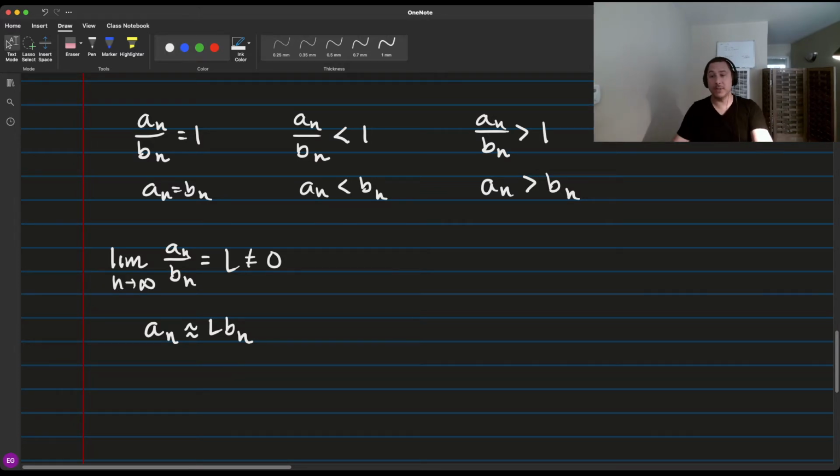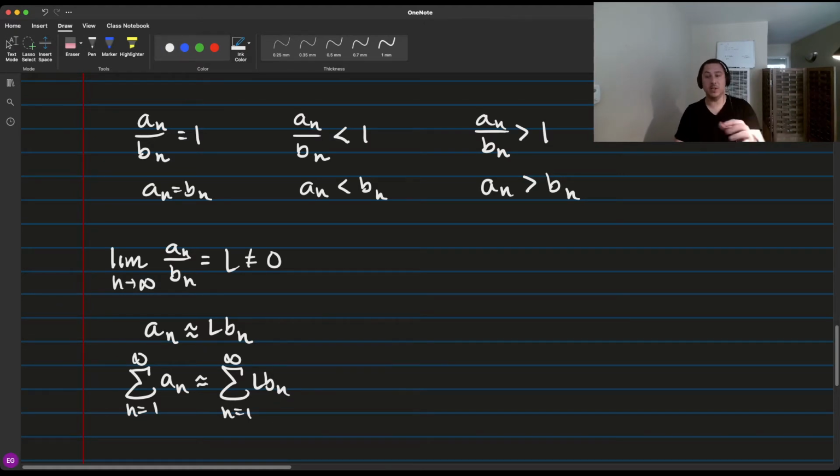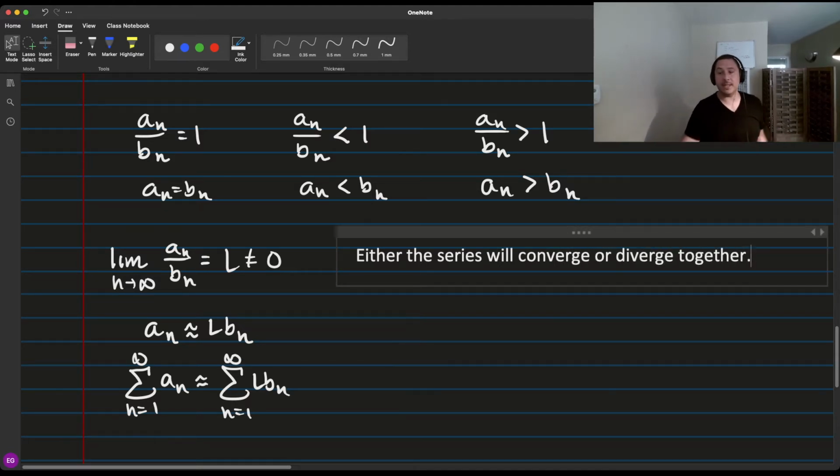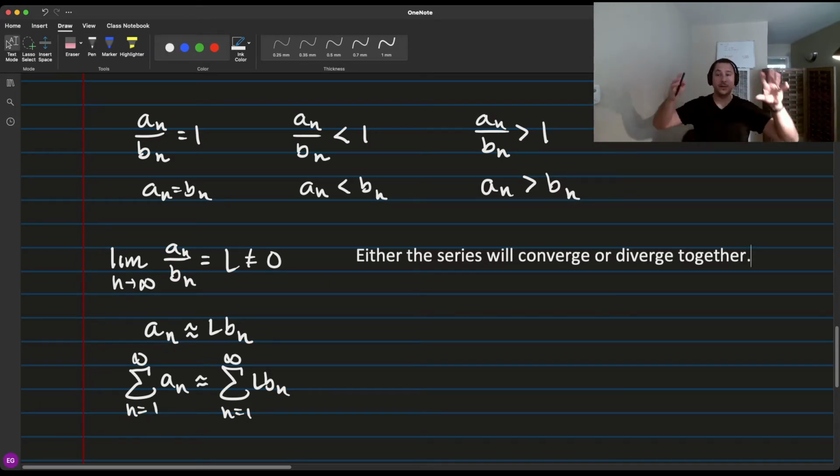Now, because they're constant multiples of the other, we can imagine that if you're taking the series, then these are approximately equal to each other. So because they're equal approximately, they're basically multiples of each other. That means if one converges, the other converges, and if one diverges, the other diverges. So in this case, either the series will converge or diverge together. And this should make sense because if their ratio is equal to a number not equal to 0, the AN will be equal to L times BN, which means that their sums will be equal to each other. And if the sums are equal, then they should either converge or diverge together.